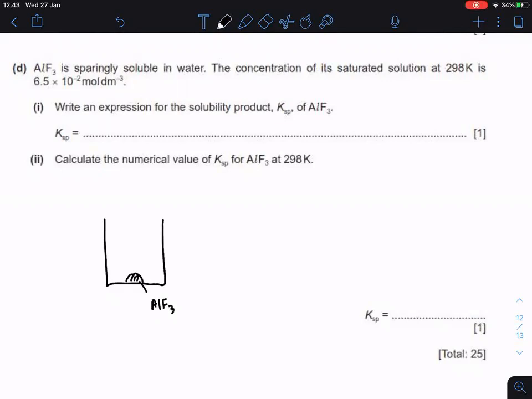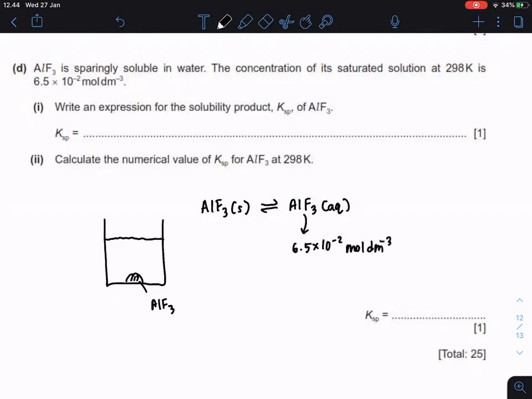When they dissolve in water, we can write down AlF3. Earlier they were in solid form, so they are sparingly soluble, so maybe they'll become AlF3 aqueous. Let's just look at it in this way first. The concentration of its saturated solution at 298 is 6.5 times 10 to the power negative 2. So it means that the concentration of AlF3 is 6.5 times 10 negative 2 mole per dm cube.